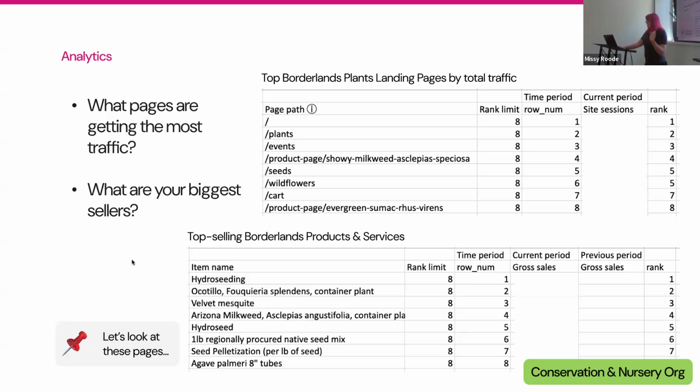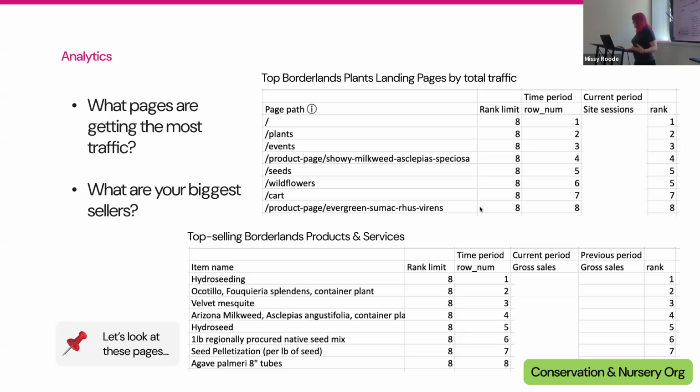And then if you go down to the top selling products and services, you actually see that repeated. There's milkweed again. And then the evergreen sumac doesn't show up here, but there's Octio, which is related, velvet mesquite, a couple other things, the agave. We're going to go into in a minute how these things are related, but you can see some of the patterns appearing here as well. Also, hydro seed and hydro seeding are showing up as two separate things here, but they're ultimately one single service or product that is really driving a lot of the sales and revenue here.